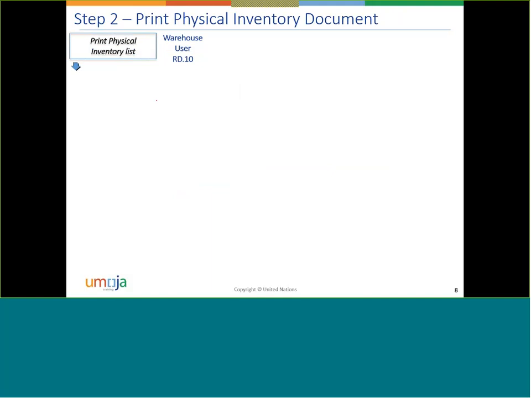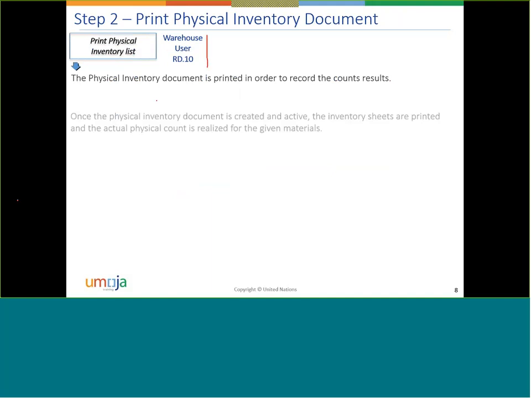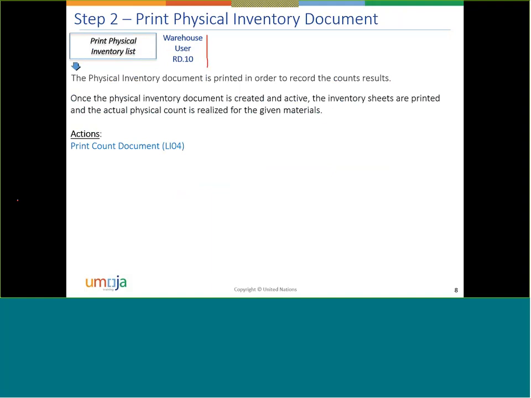Okay, so now we're in step 2, which would be the part of printing physical inventory document. Okay, warehouse user RD10. And here we go. The physical inventory document is printed in order to record count results, of course. And once the inventory document is created and active, the inventory sheets are printed and the actual physical count is realized for those given materials.